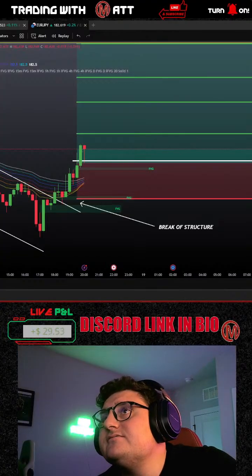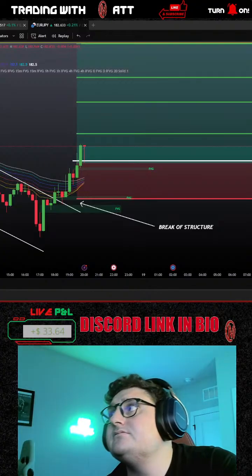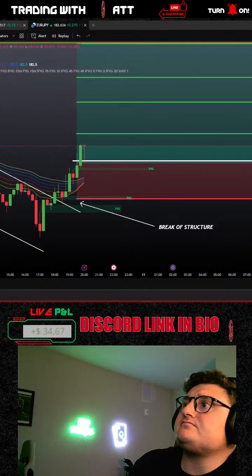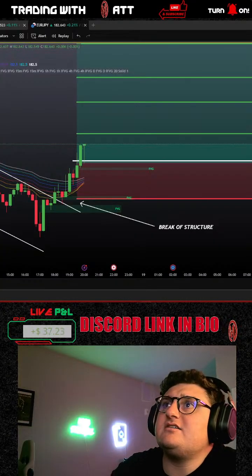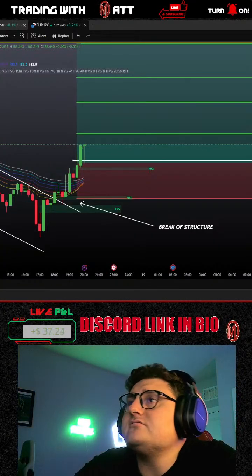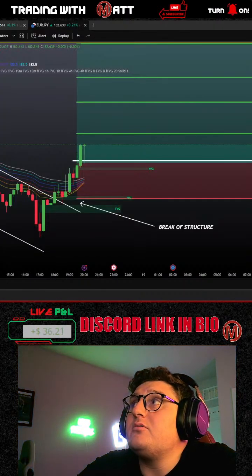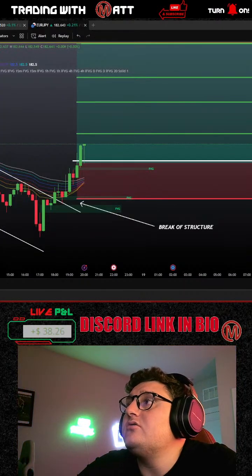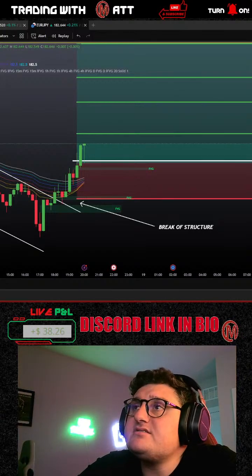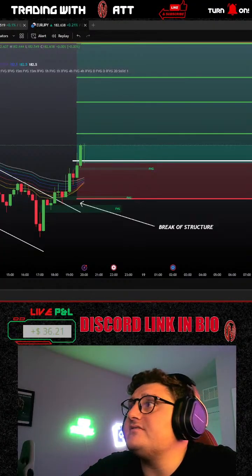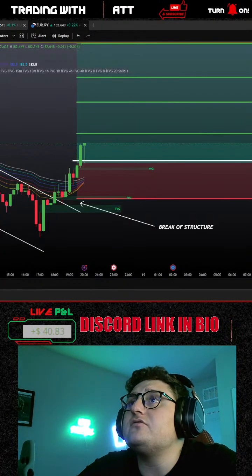Break a structure. That's the play right there. Look at that movement. That's some solid movement. But the mistake that we're not going to make is holding for too long. And that happens sometimes. We've done it before where you hold out for too long, waiting for it to keep going, and it reverses on you. Once we hit some of our targets, we're going to take profits because there's no reason to overhold. There is such thing as overholding.